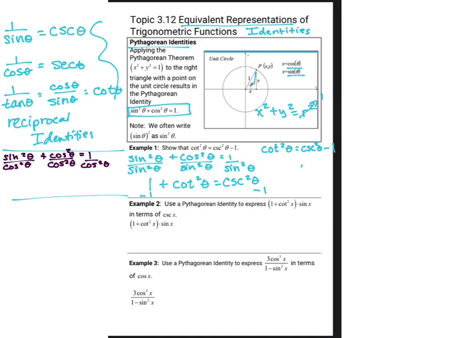So what's cosine squared theta over sine squared theta? Sine over cosine. Tangent squared theta plus 1 equals secant squared theta. So there's your third Pythagorean identity. Sometimes you'll see it as tangent squared theta is equal to secant squared theta minus 1. It's the same thing.